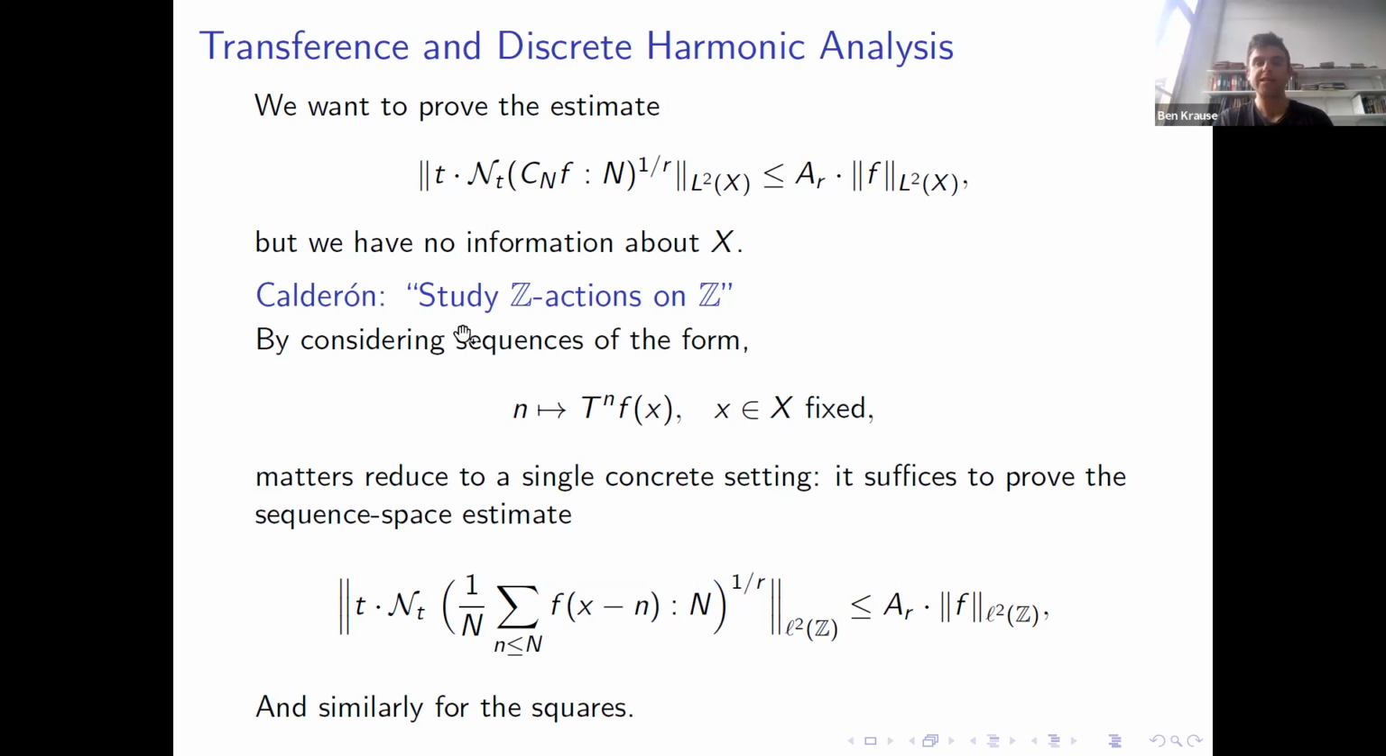So by this sort of principle of Calderon, if you're interested in proving this estimate at the top of the slide for a general x, it's enough to prove the estimate at the bottom of the slide for the single sequence space setting. So our measure preserving system is the integers with counting measure and a shift. And this forms a toy model for all of these abstract jump counting issues. And then the same is true when I replace n with n squared and consider the dn's.